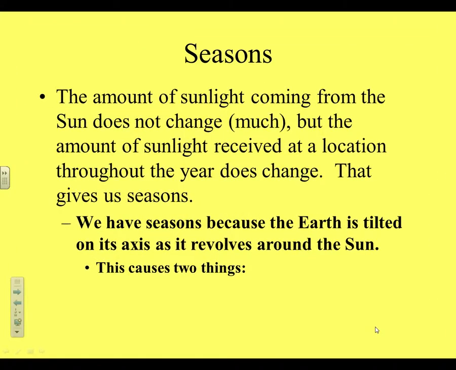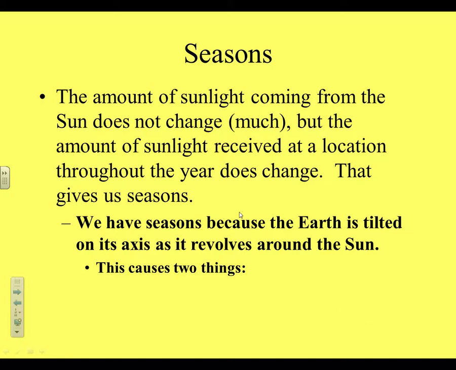In today's lesson, we're talking about the seasons and why we have seasons. The amount of sunlight coming from the sun doesn't change much. It does vary some. But the amount of sunlight received at a location throughout the year does change a lot. And that gives us seasons. Well, why does it change?